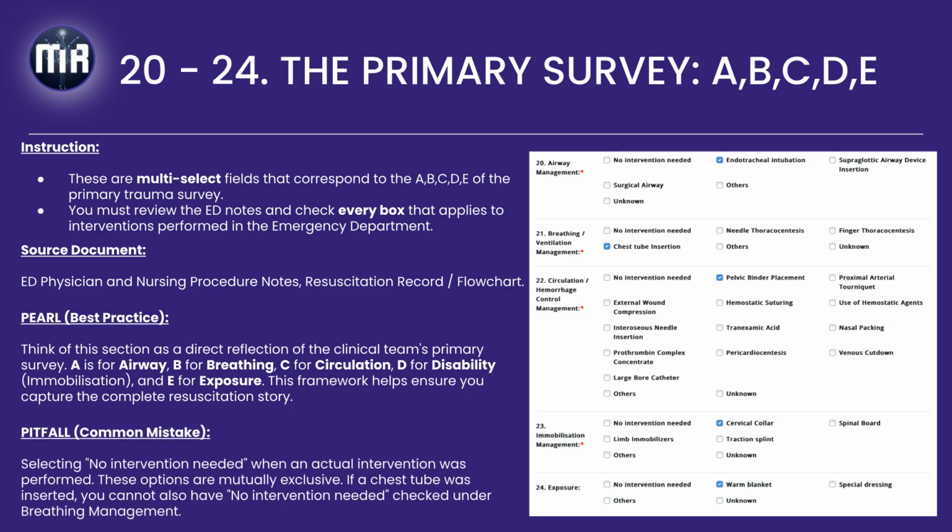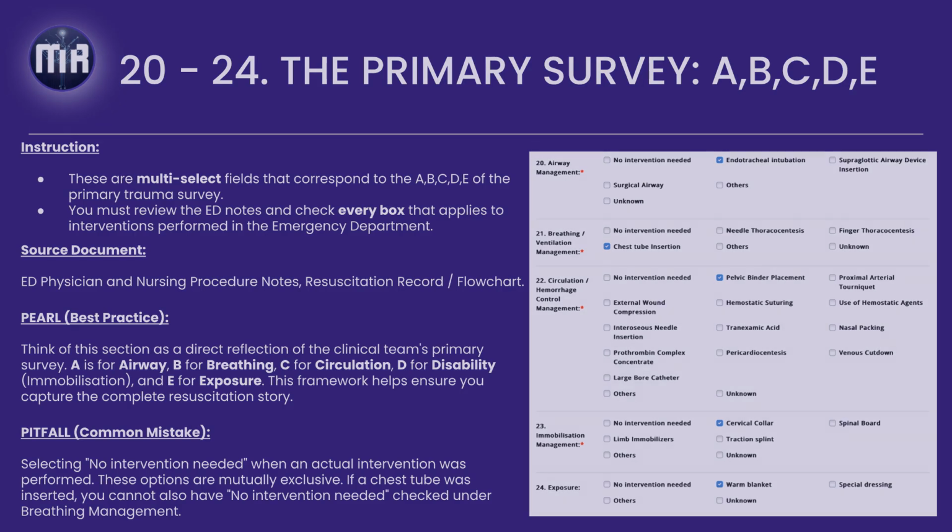The most critical pitfall to avoid here is data contradiction. For example, if you check chest tube insertion under breathing management, you cannot also check no intervention needed. These options are mutually exclusive. Similarly, a patient often receives multiple circulation interventions. If a pelvic binder was placed, large bore IV catheters were inserted, and tranexamic acid was given, you must check all three boxes to accurately reflect the intensity of the resuscitation. By accurately and completely documenting these interventions, you are providing a precise record of the life-saving processes of care delivered in our emergency department.